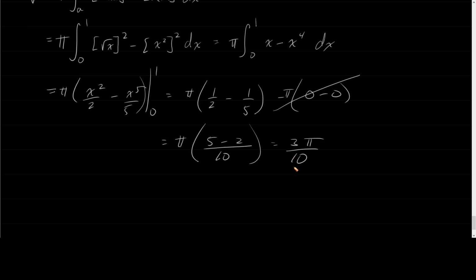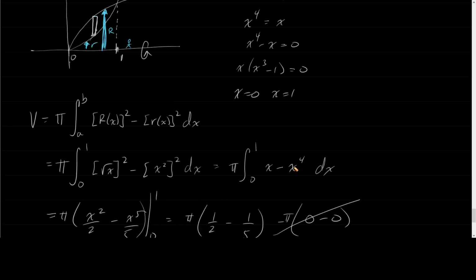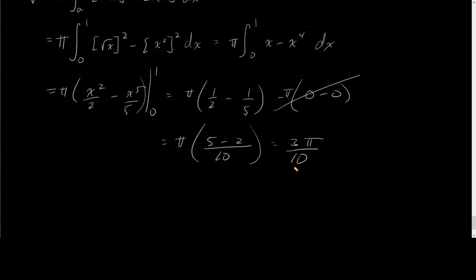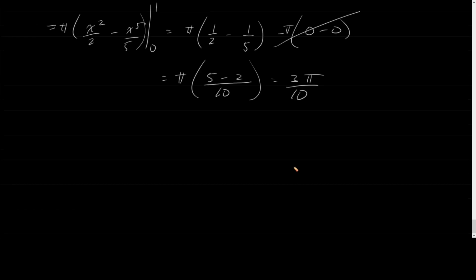Next one. Let's complicate this a bit. All right. And here we go. So G. Let's say that my region is y equals x squared, y equals x. All right, so bounded by those two, and we rotate it about x equals 1.